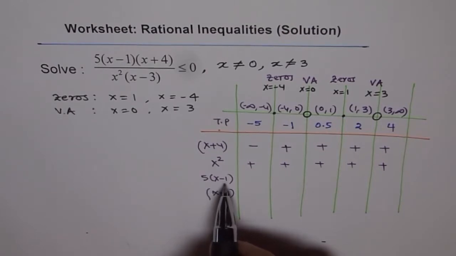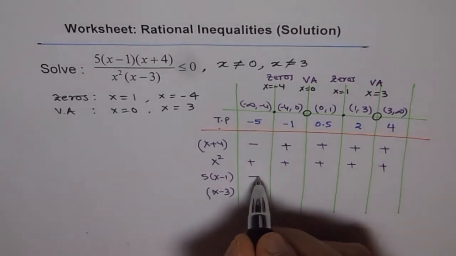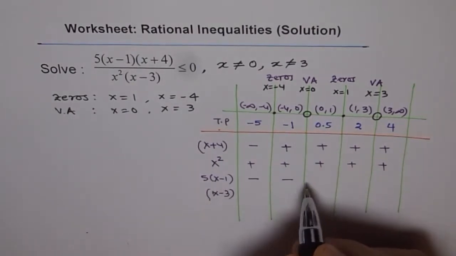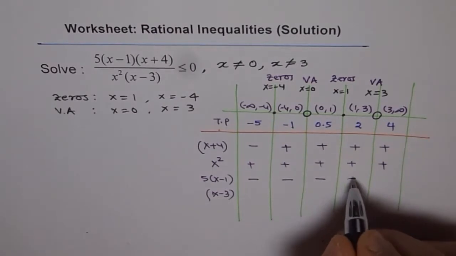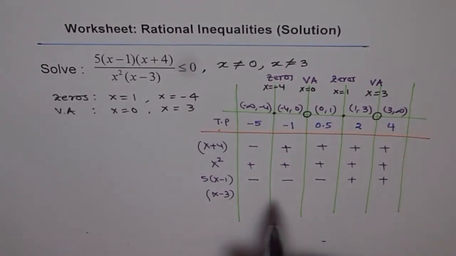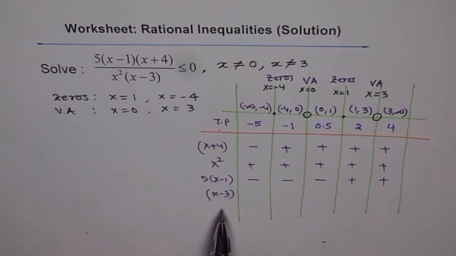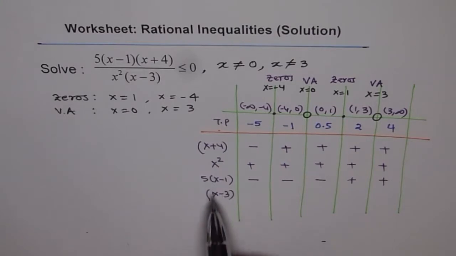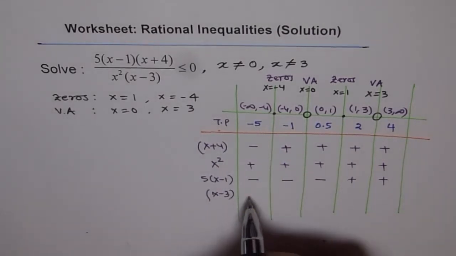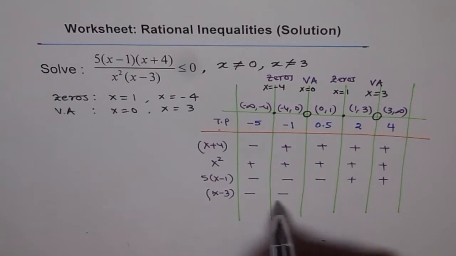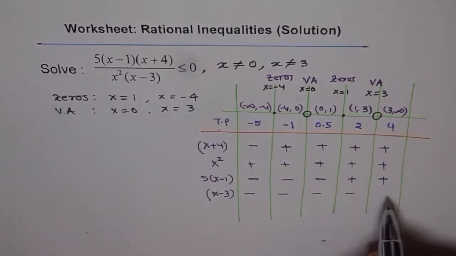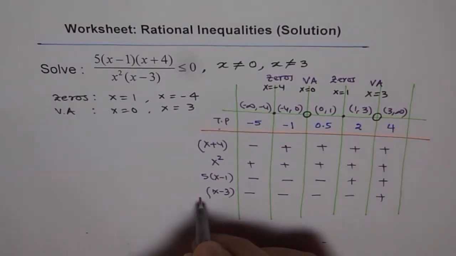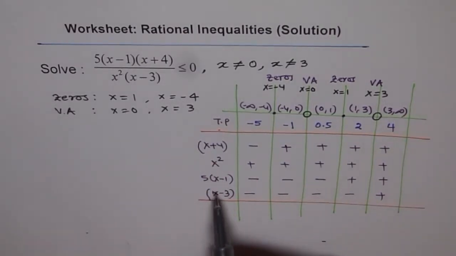Now how about x minus 1? Minus 5 will give me a negative value. Minus 1, negative. 0.5 minus 1, since 0.5 is less than 1, negative. 2 minus 1, positive, and this is positive. You will see a trend. If you write them in a particular order, you see that trend. That is very important. That's the reason why I wrote them in this order. Now minus 5 will give me negative, negative. 0.5 is less than 3, negative. 2 is also less than 3, negative. But 4 will give me positive, right? So I get all the negative and positive values for each individual factor.